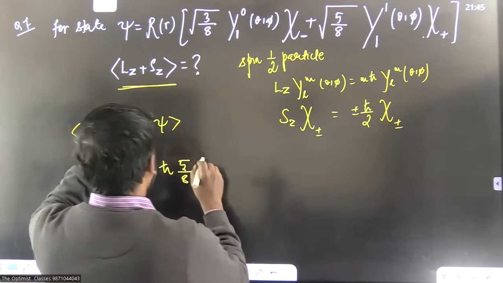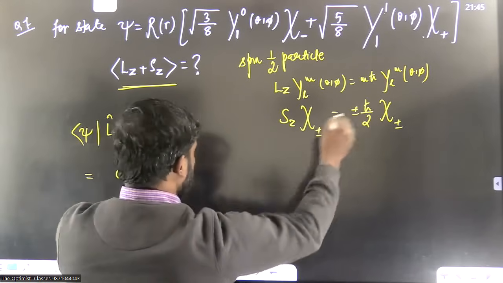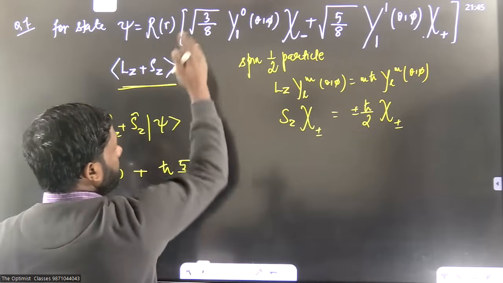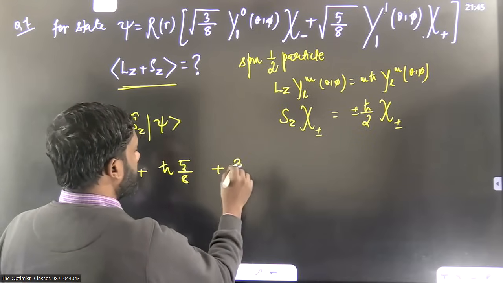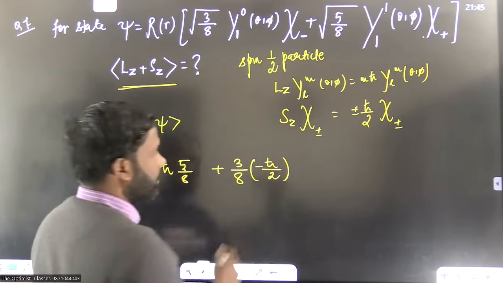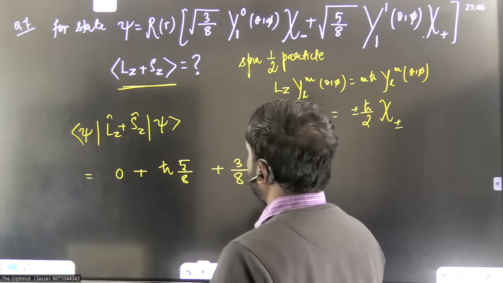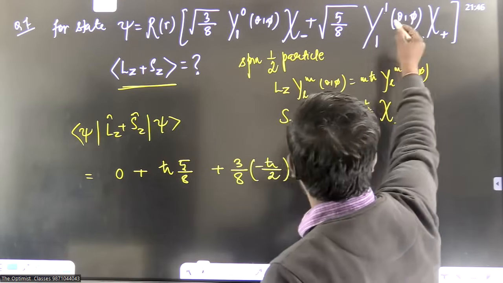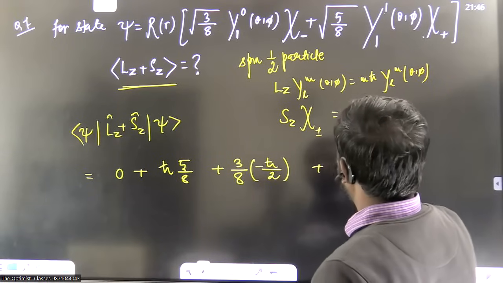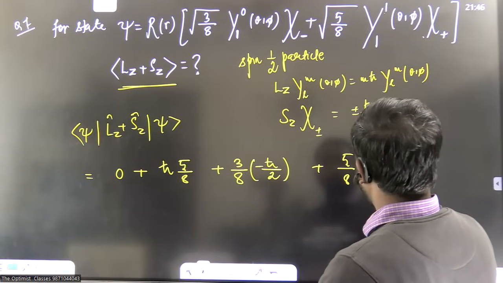Now let's calculate for Sz. So when Sz acts on this chi minus, it gives minus h bar by 2. But this 3 by 8 factor will be there. So we'll get here plus 3 by 8 and minus h bar by 2, because of Sz. Now Sz acting on this gives us h bar by 2, but the 5 by 8 factor will be there, and here we get h bar by 2.